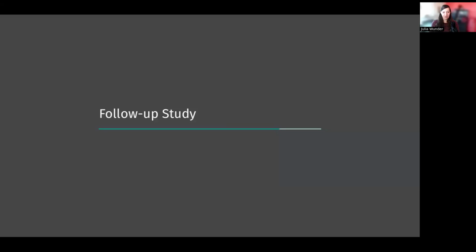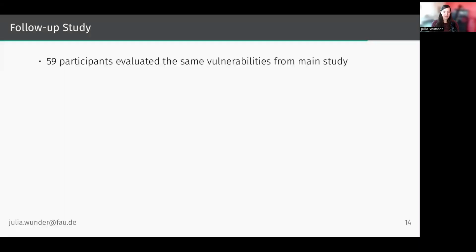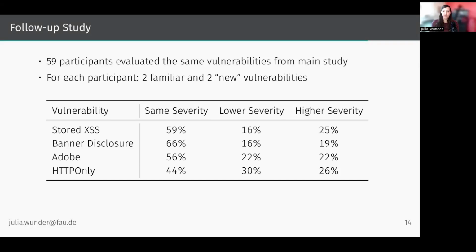Now coming to our follow-up study. In the follow-up study, 59 participants of the main study evaluated the same vulnerabilities again 9 months later. And with this, we wanted to know, are CVSS evaluations also consistent over time? For each participant, we provided 2 familiar vulnerabilities they also evaluated in the main study and 2 new vulnerabilities. These were just vulnerabilities from the other group as kind of a distractor.